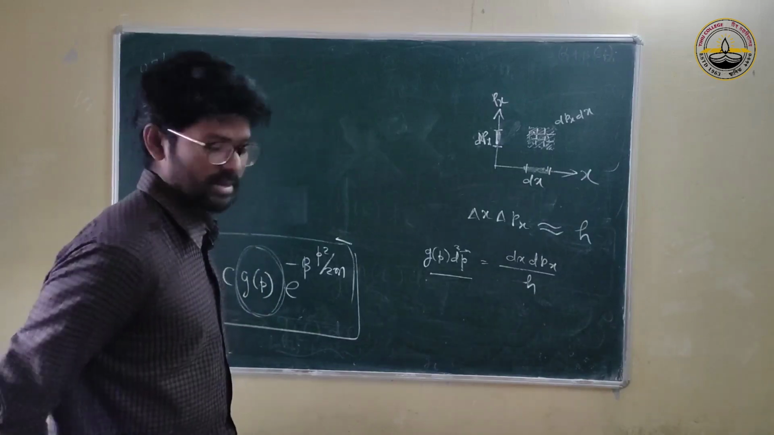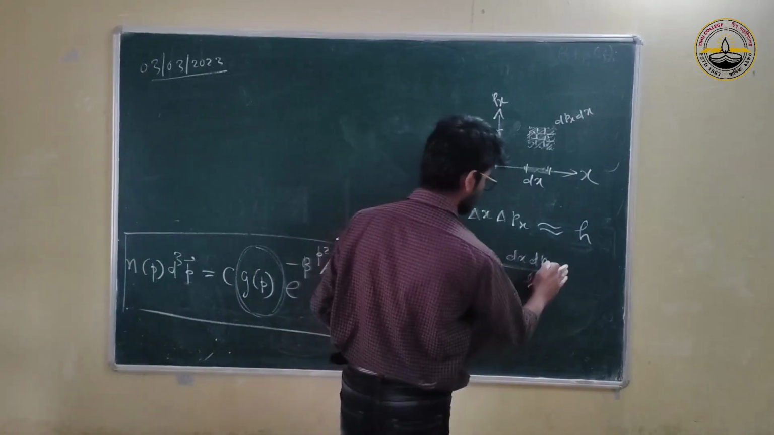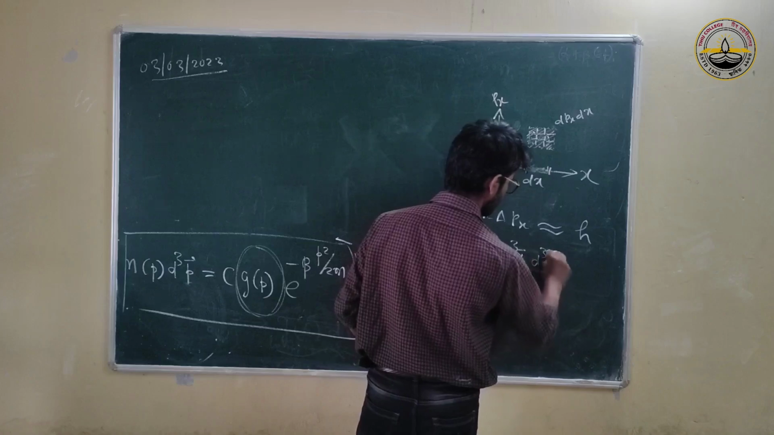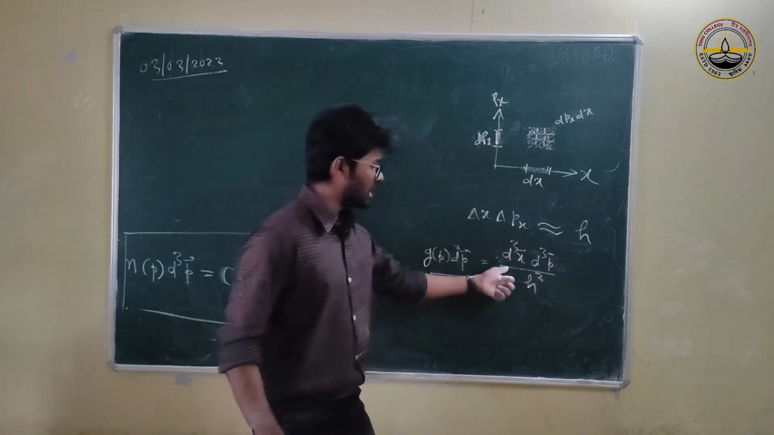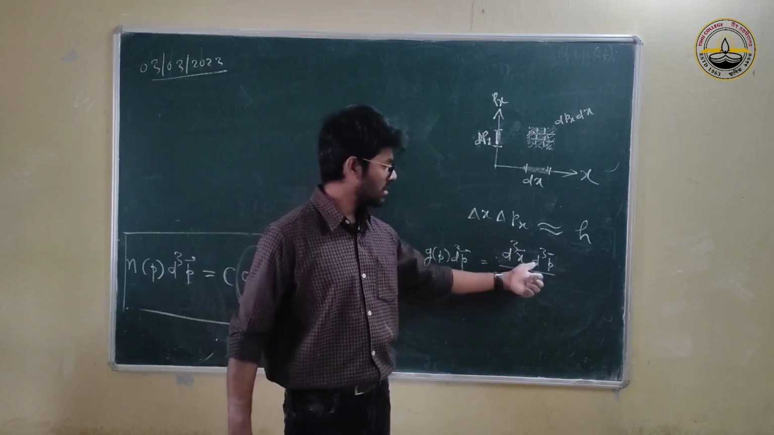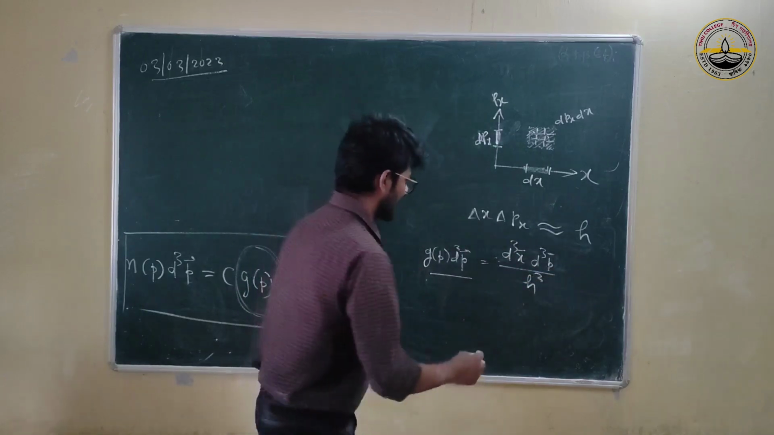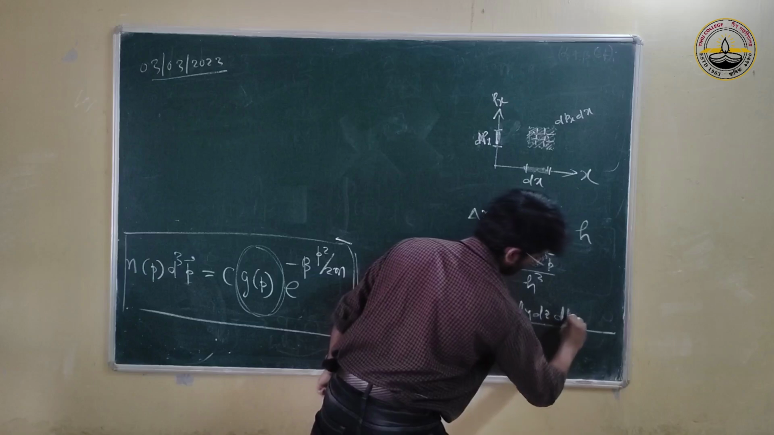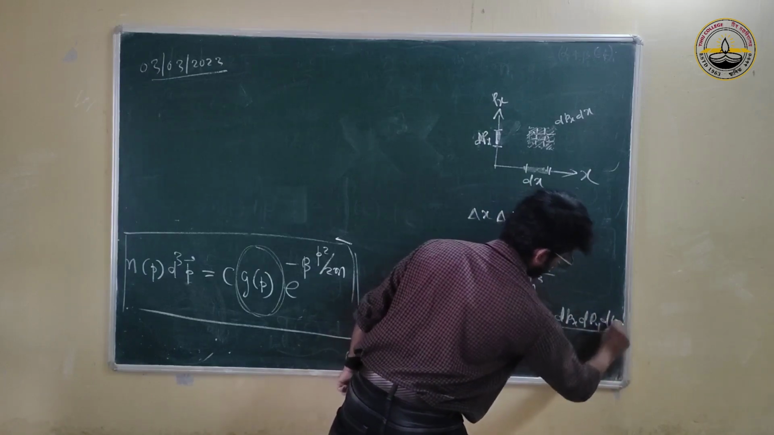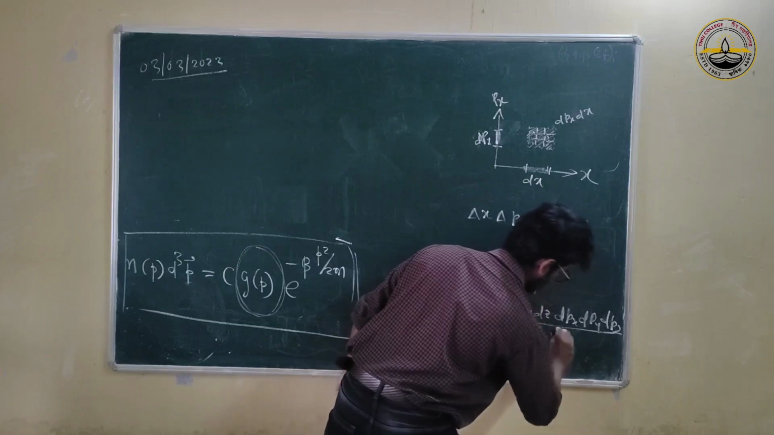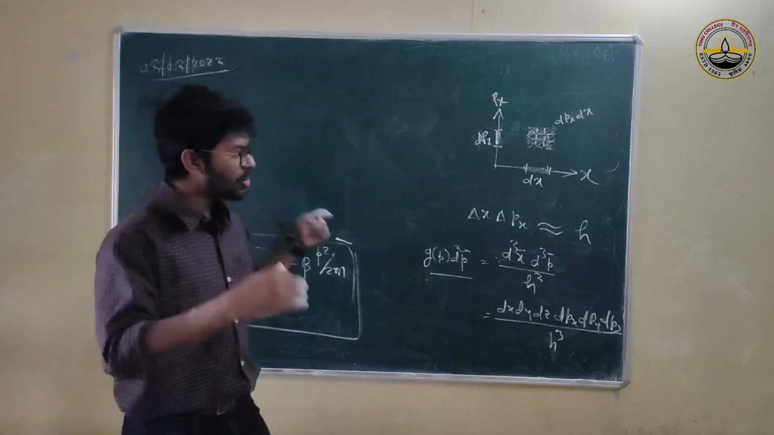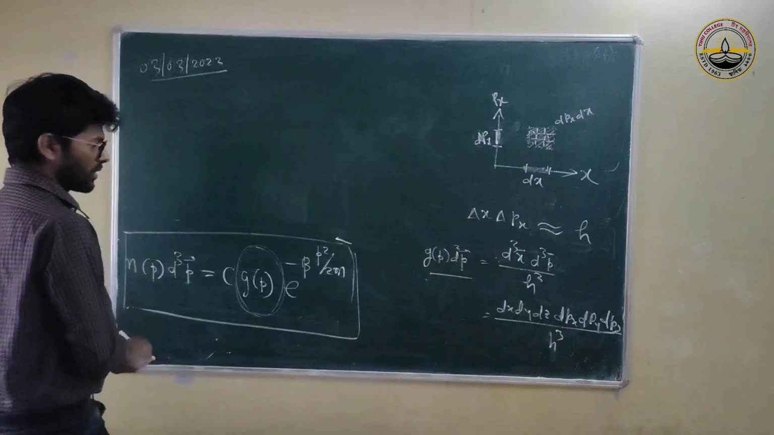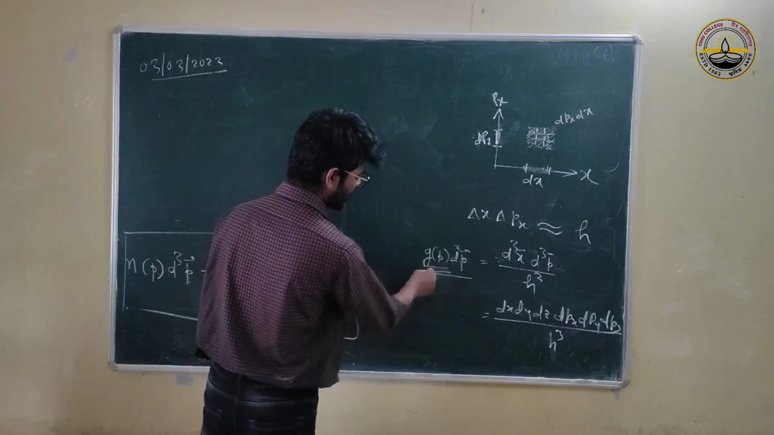If you go to three dimensions, that will just become d3x d3p by h cubed. d3x is dx dy dz, and d3p is dpx dpy dpz. So that is just expanded. Eventually we will move to quantum mechanics, and that's why from the beginning we are treating it as if there is a minimum. So here the density is this G_p.